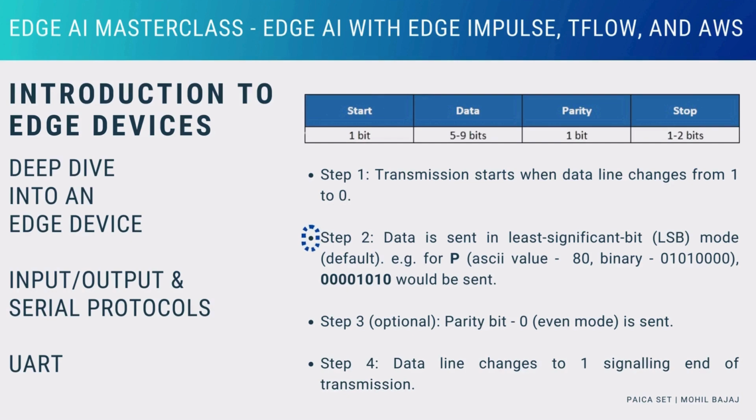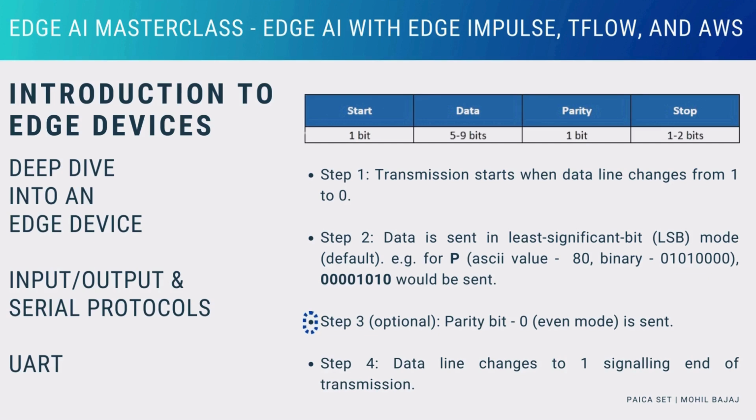Once the data has been sent, next comes the parity bit, which is an optional bit added for error checking. It also has 2 modes, the even mode and the odd mode. The parity bit is calculated by adding the data bits. In our example, for the binary value of P, there are 2 ones, and so the sum is 2. In even mode, if the sum of the values is even, the parity bit is set to 0. If the sum was odd, the bit would be set as 1. In the odd mode, the values are reversed.